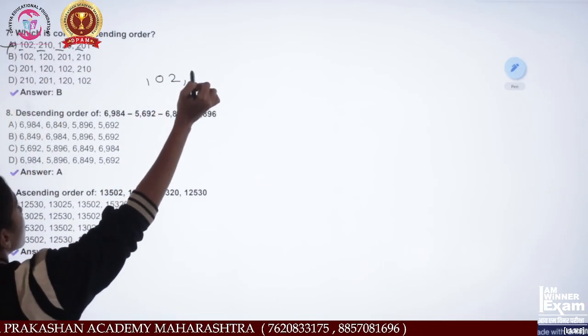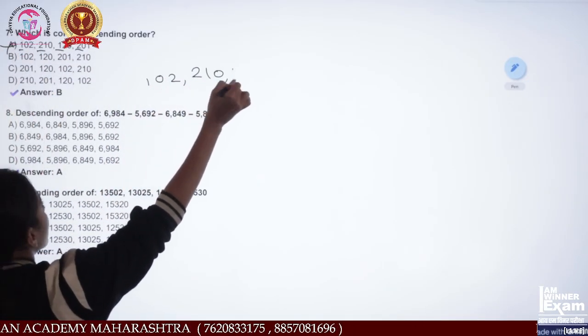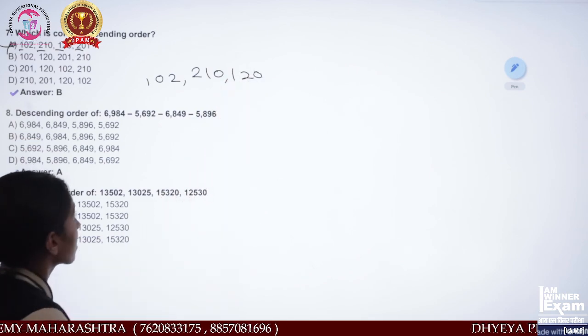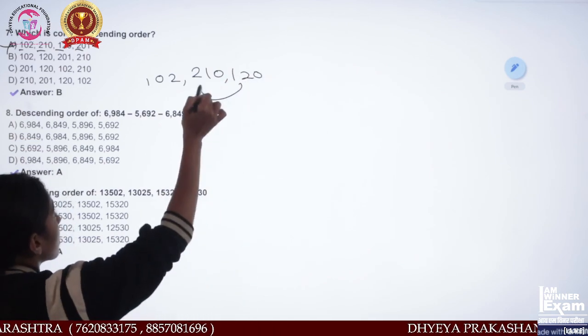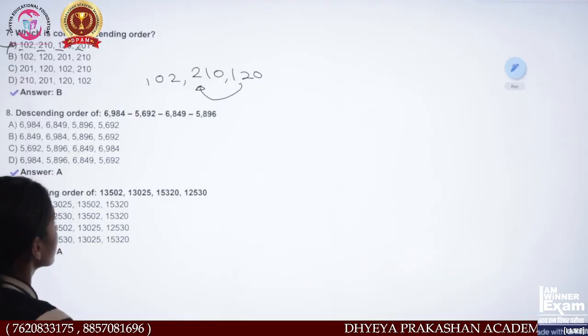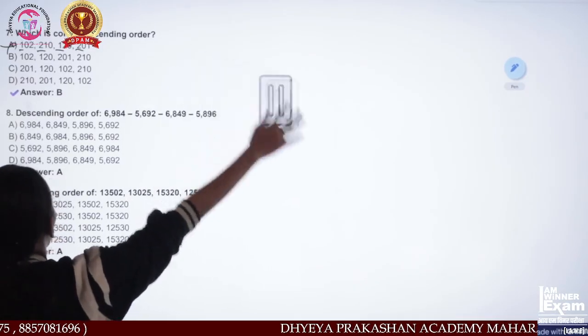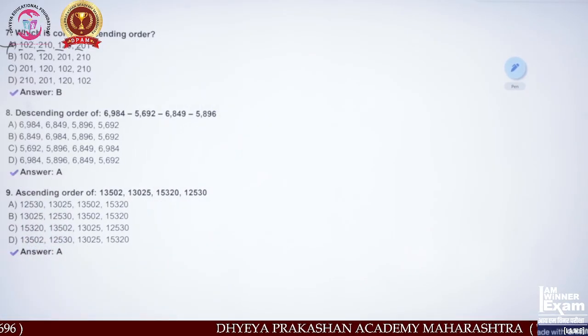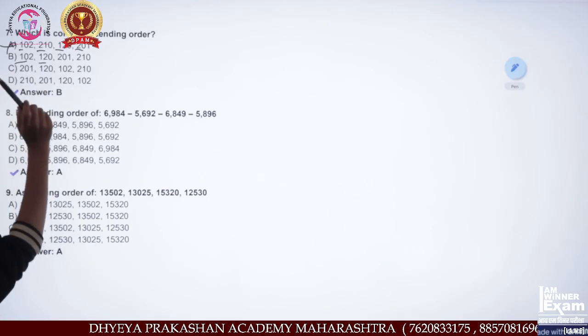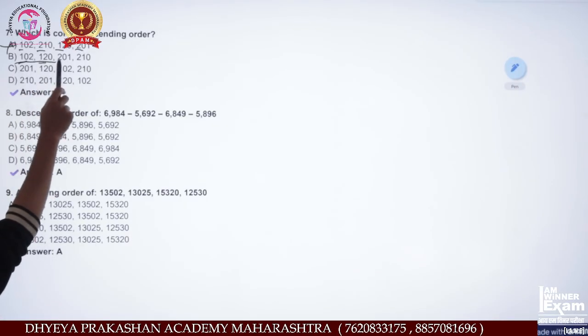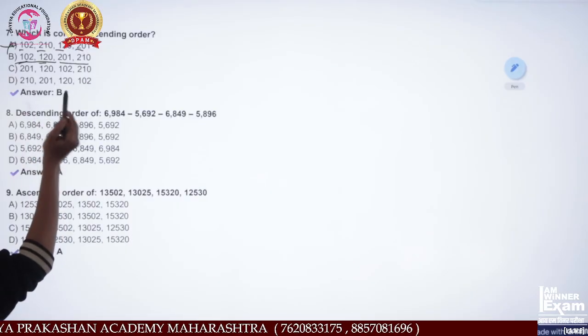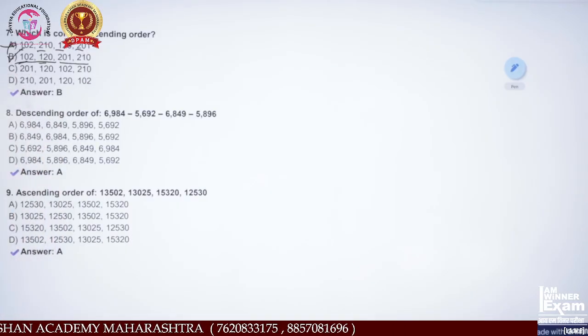102, 210, 120. Is it correct? No, it should be here because it is the smallest. Then option A is incorrect. Let's talk about option B. First, 1 1. That means this is correct. 2 2. This is also correct. Option B is the correct option.